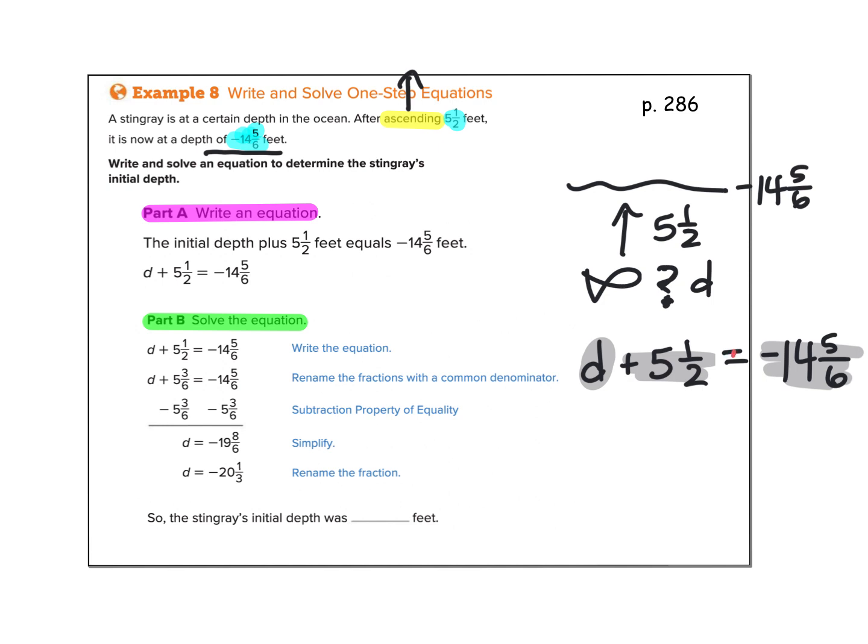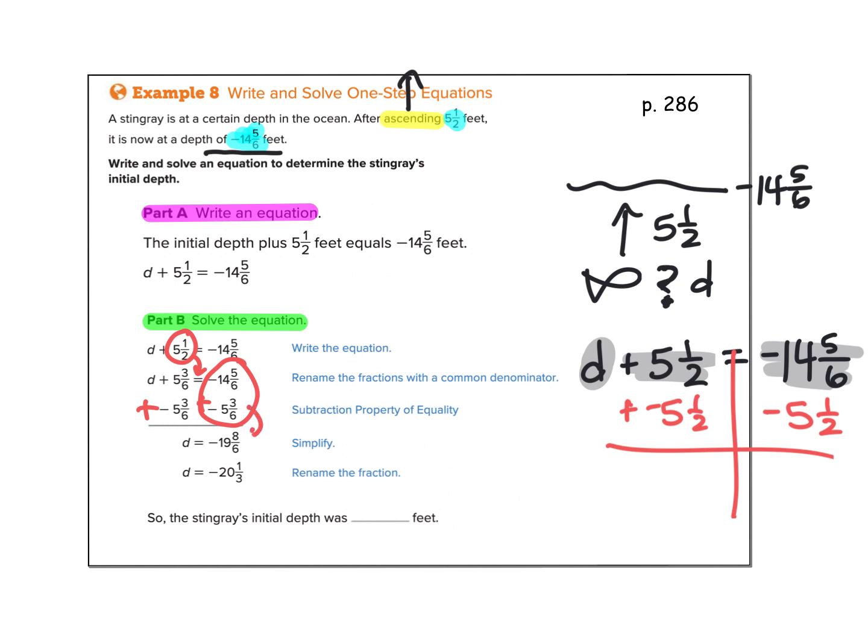Now to solve this, you would draw your line down and you would think, okay, first thing maybe you would say, I need to get rid of 5.5 or positive 5.5. So I'm going to add in a negative 5.5 to both sides. Okay, and then you can kind of see what they did over on the side. So I'm just going to kind of follow that. They said, hey, 5.5, that's the same as 5 and 3/6. So they got a common denominator. And then they added in negative 5 and 3/6 to both sides. Okay, since these are negatives, they just combine them.